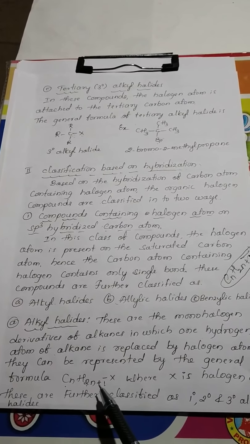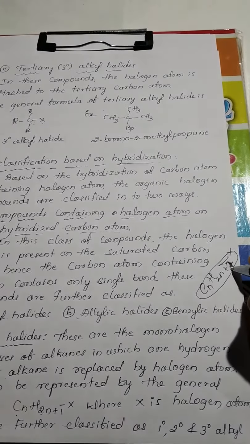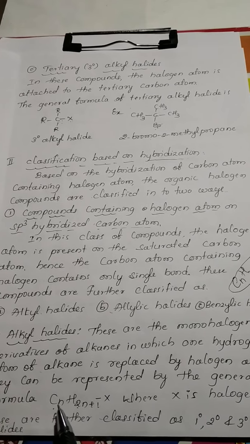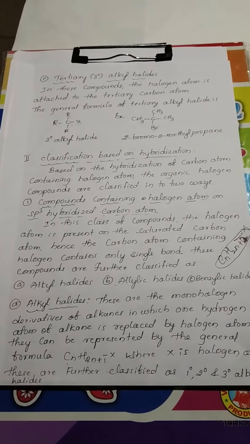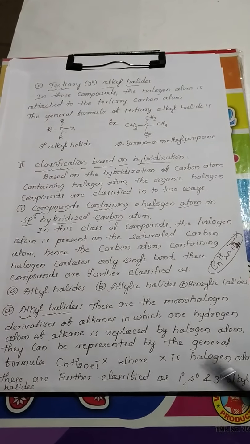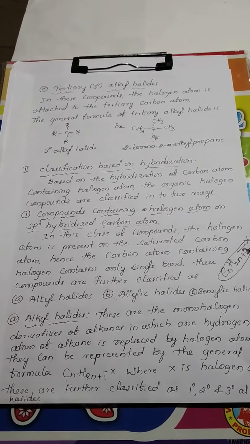See here, general formula of alkane is CnH2n+2. Here one hydrogen is replaced by halogen, hence the general formula of alkyl halide becomes CnH2n+1X, where X is a halogen atom. These are further classified as primary, secondary, tertiary alkyl halide, as I discussed already.